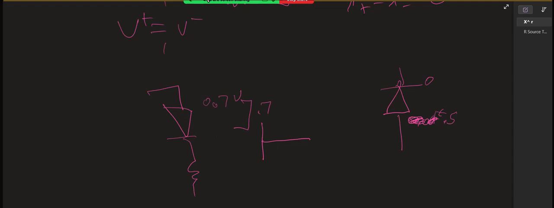Okay, true or false, in a reverse bias diode, the current is essentially 0 until breakdown. True or false? True. That one's true. What is breakdown? When it heats up so much that it starts breaking down. So breakdown is when there's enough of a field to counteract the potential from the depletion region. So that's why it's called breakdown.